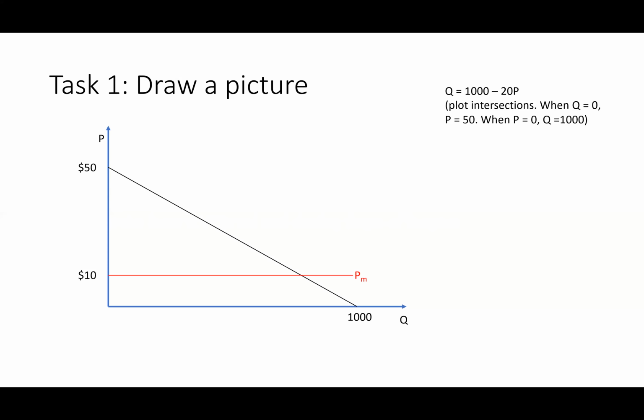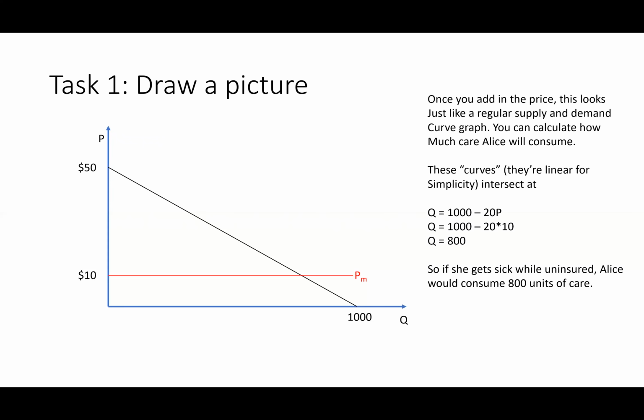We are just given the information, there's no calculation involved, that the market price, or PM here, is $10 per unit of medical care. So we can just plot that in as a flat line, because it doesn't vary with the quantity. That's a little bit more simplistic, but it's much nicer to work through an example that way. And once you've got that in there, it looks an awful lot like a regular supply and demand graph, which is exactly what it is.